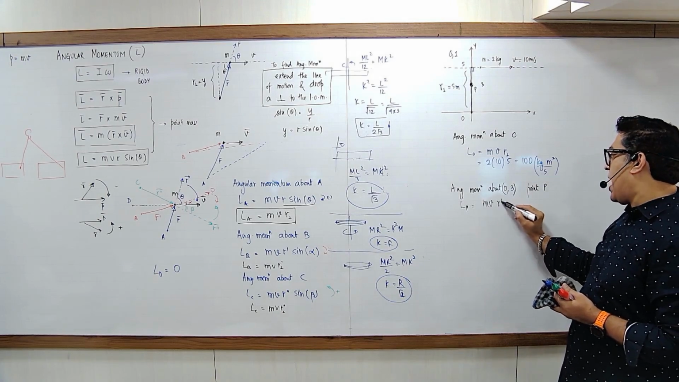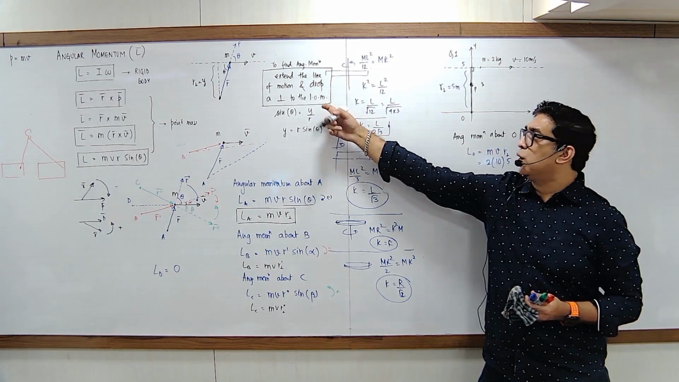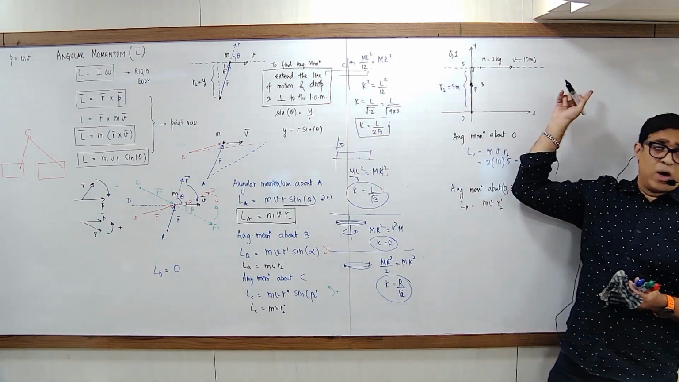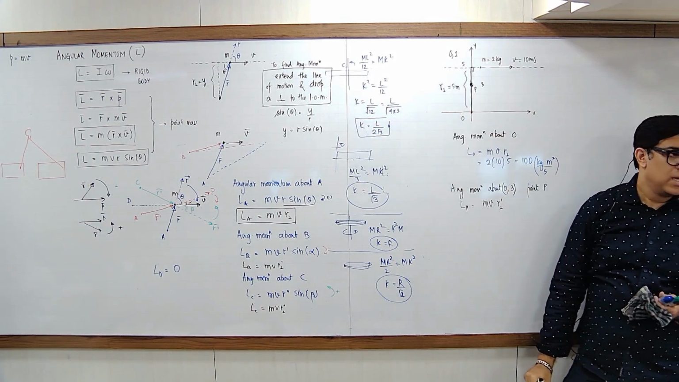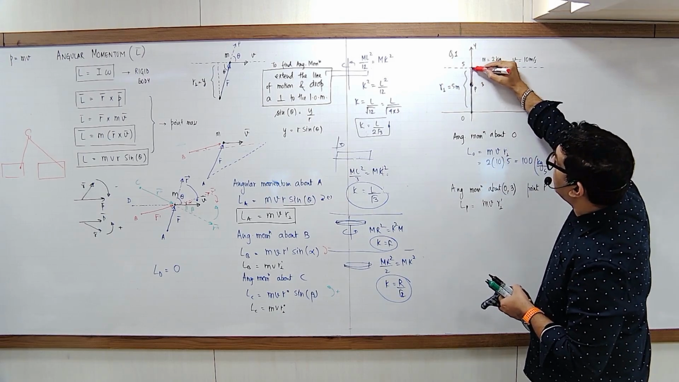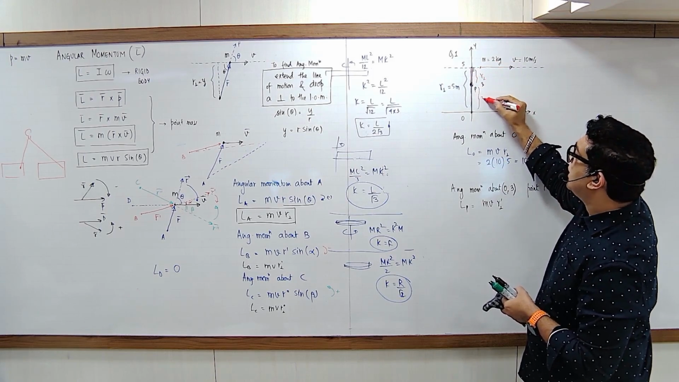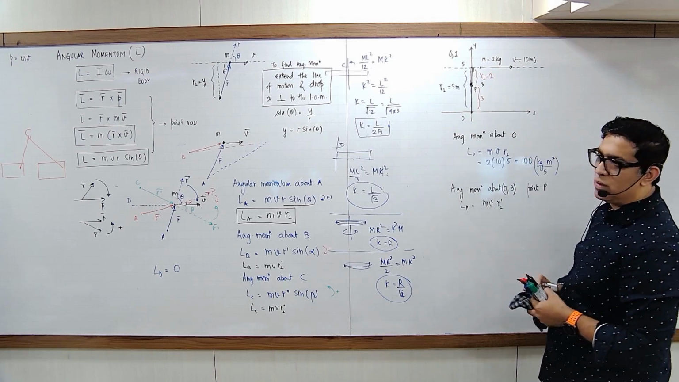Clear? What formula will you write? M V R dash perpendicular. What is the step to get R dash perpendicular? One, extend the line of motion, which is already extended. Then drop a perpendicular from P to that line. Is this angle 90? So I want this distance, this is my R perpendicular. How much is this? 3. How much is this? 2.